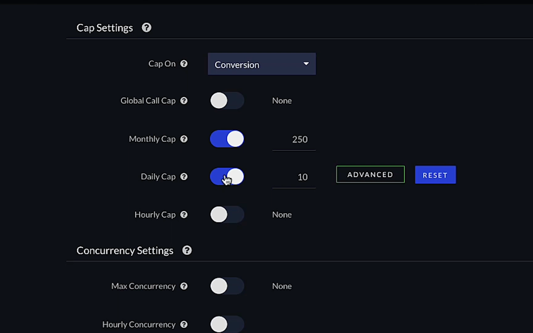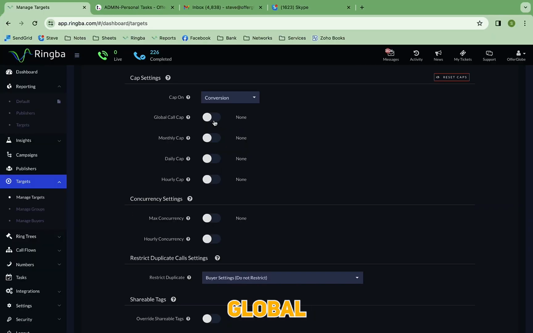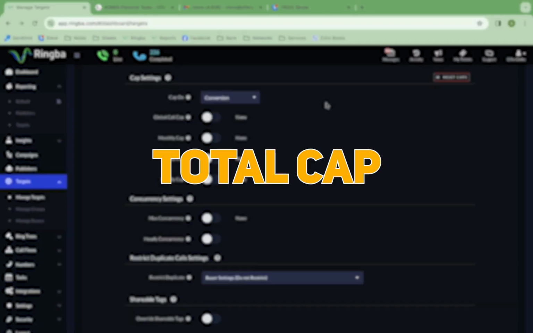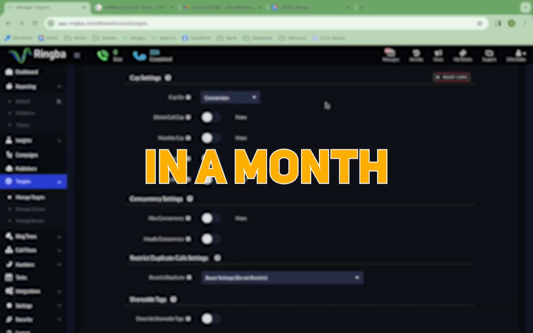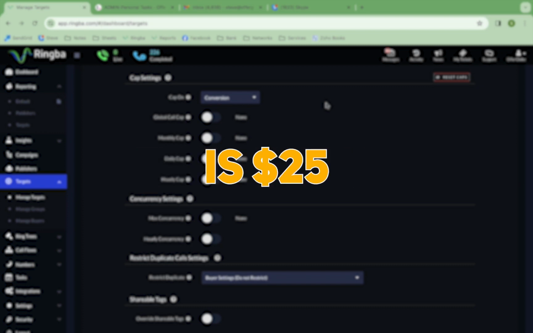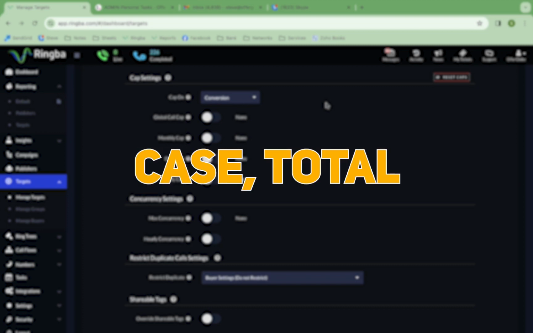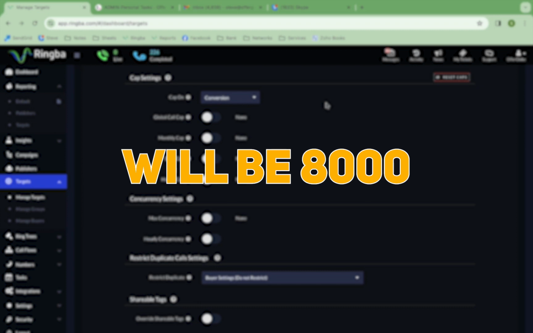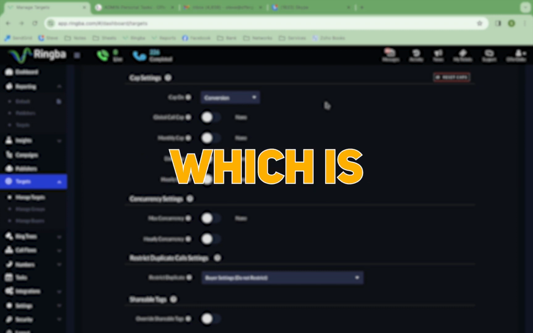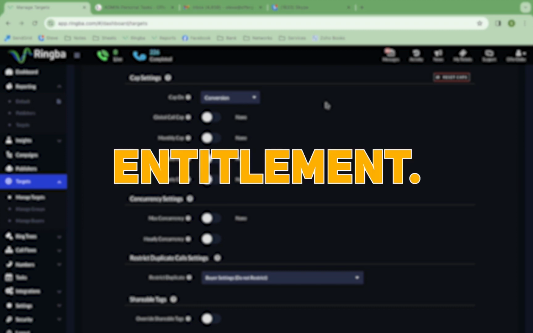And if client gives you cap based on initial test or say based on revenue, in that case, we can set up global cap. Global cap is set up by the total revenue given by the client divided by cost per one conversion. So if your total cap is $8,000 in a month and a payout is $25 per call, in that case, total global cap will be 8,000 divided by 25, which is 320 calls in an entire month. I hope basic concept of caps is cleared.